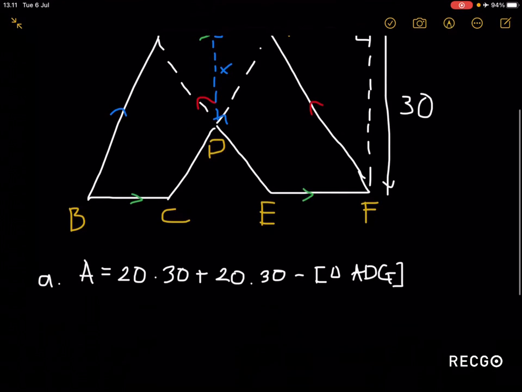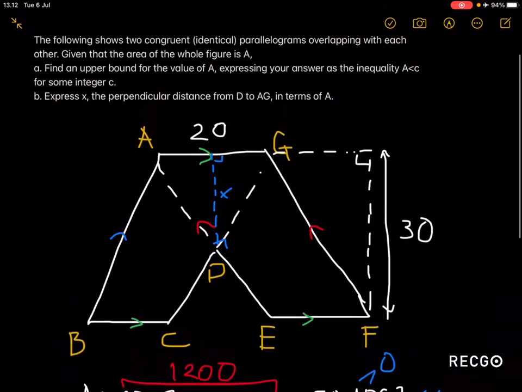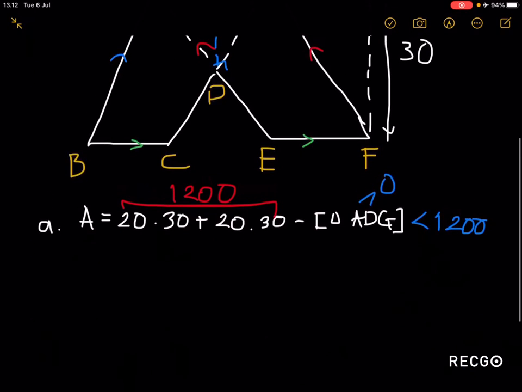Now let's just take a moment to notice here. Notice that this thing right here represents area, and in Euclidean geometry, this thing right here is always positive. So what it tells us is that we have set an upper bound for A, that A must be less than 1200. Notice that this just simplifies to 1200. So our upper bound for A right here will be just A is less than 1200.